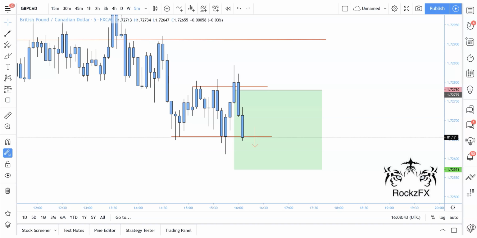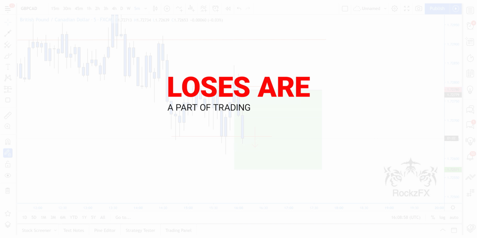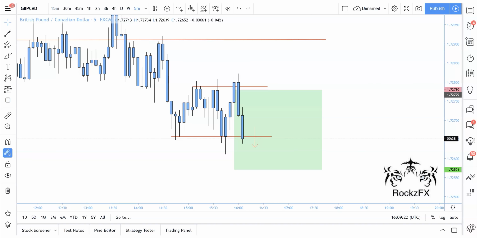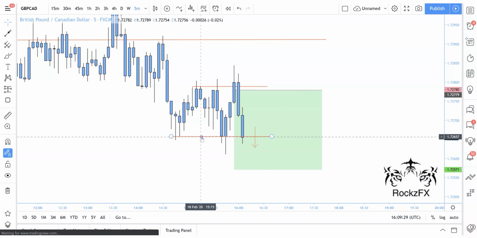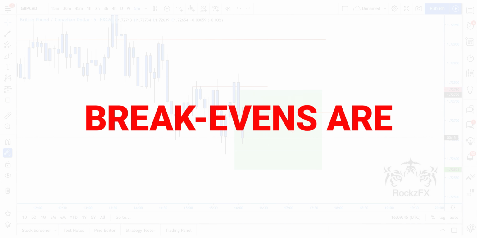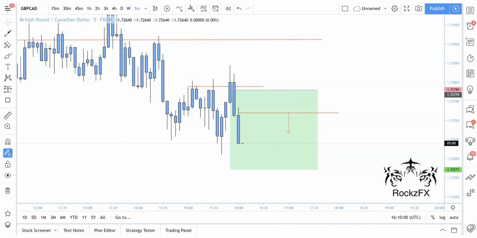Now, as traders, what you guys have got to really learn to accept is that losses are part of trading. Winnings are obviously a big part of trading, and that's why we stay in the game, or that's how we make our money, to support our life, our finances, whatever it is. But we also need to consider that break-evens are our best asset when managing trades, making sure that we capitalize on the wins and don't lose too much on our journey forward when we're taking our trades in the long run.